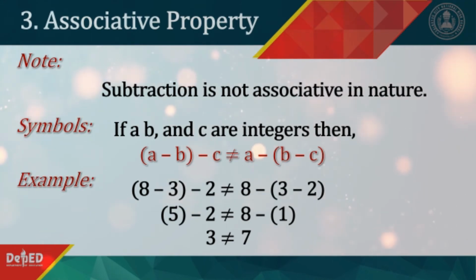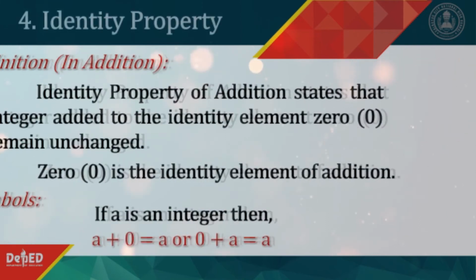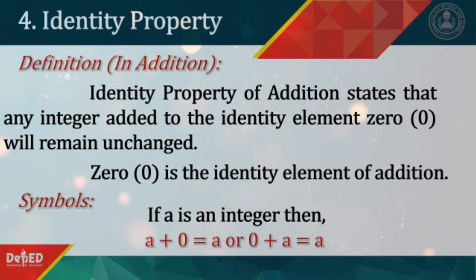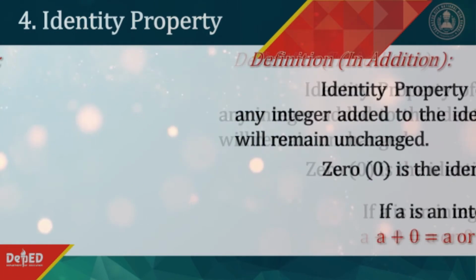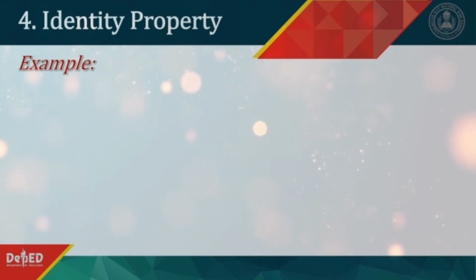Therefore, we can say that subtraction is not associative in nature. Another is identity property. Identity property of addition states that any integer added to the identity element 0 will remain unchanged. 0 is the identity element of addition. In symbol, if a is an integer, then a plus 0 is equal to a, or 0 plus a is equal to a. These are examples of identity property of addition.